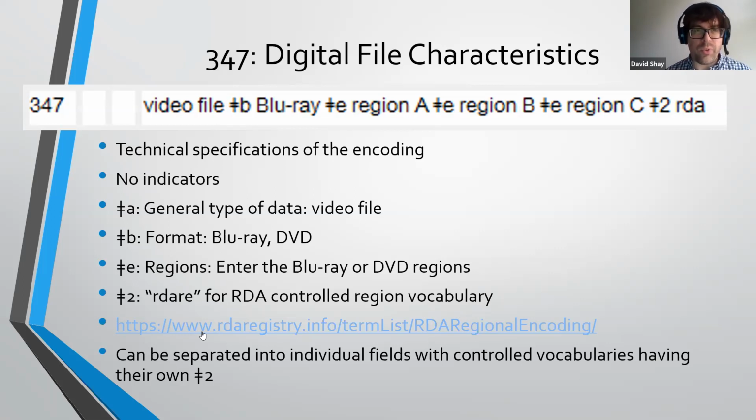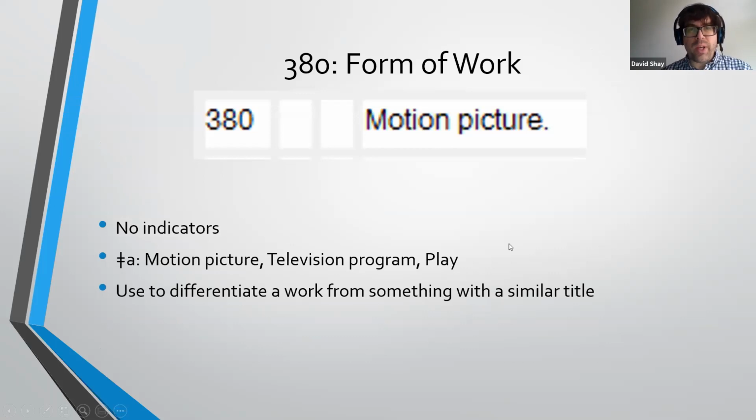Then this is what the RDA registry looks like. 380, form of work. There's no indicators in this. Here I have motion picture, and you can actually use a 380 in just about any kind of record on any kind of material. So you can use it to differentiate a work from something with a similar title or a different version.